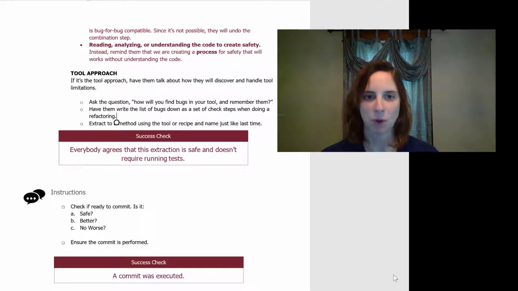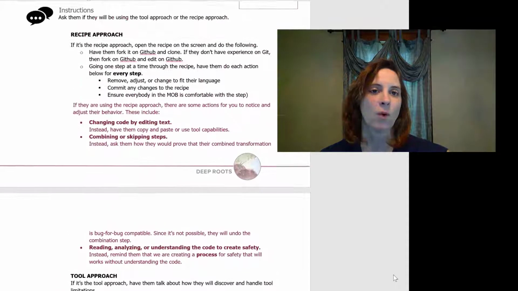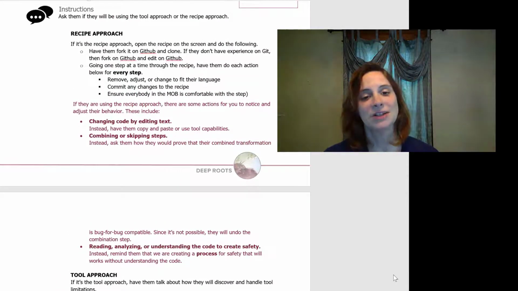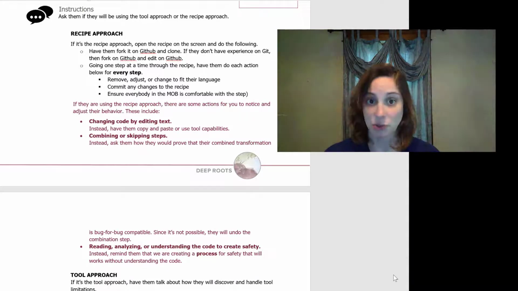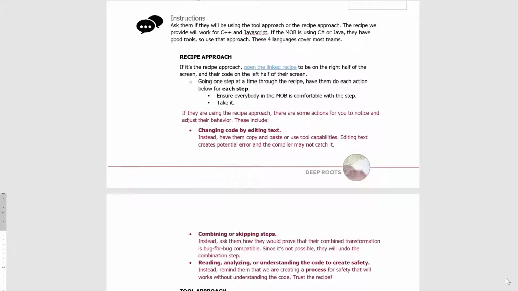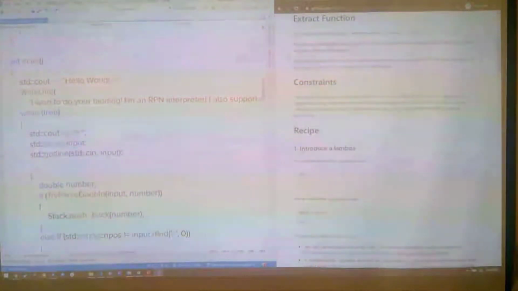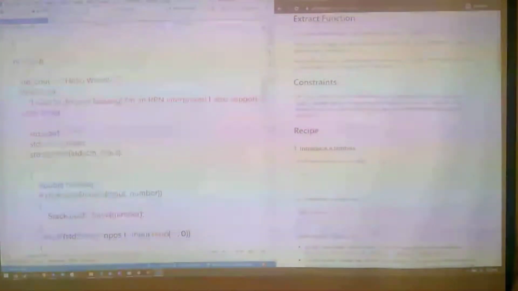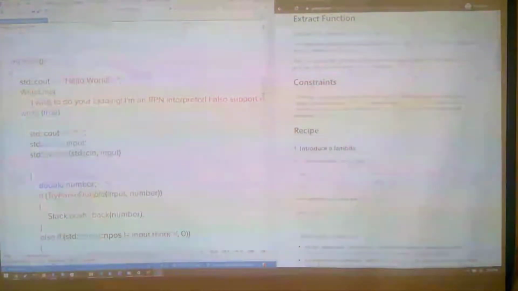So very simple. However, for this segment, we're going to focus on the recipe approach. This is what you're going to need to be able to see a simulation of if they choose the recipe approach. Now we're going to demonstrate to you what the recipe approach would look like. You're going to have the mob open the linked recipe provided in the facilitator guide and make sure it's visible on the screen. So the right side having the recipe, the left side having the code. And you want to make sure that the mob is in agreement for each step before they actually take it. So, Arlo, go ahead and take it away.